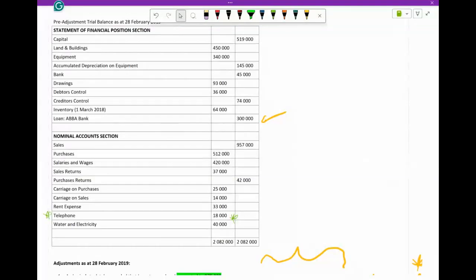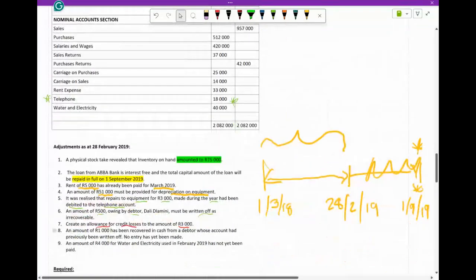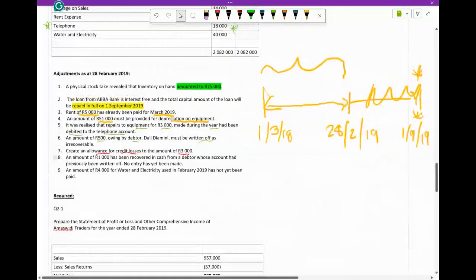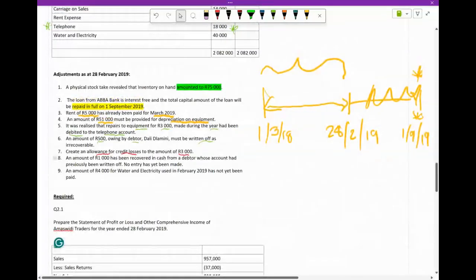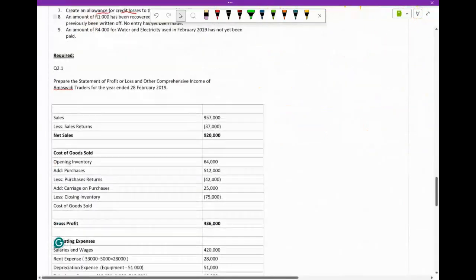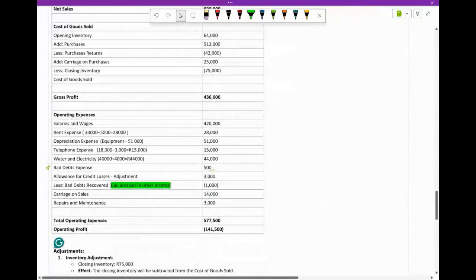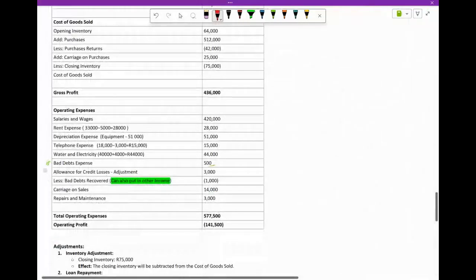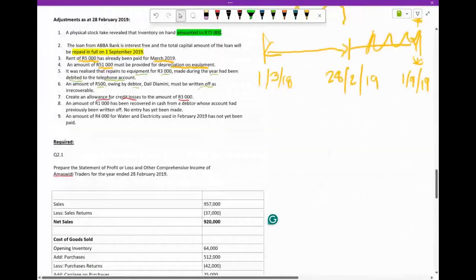Does that make sense? Creating is easy because we know allowance for credit losses adjustment is either an expense or an income. But when we're creating, it's always going to be an expense. And then allowance for credit losses is the asset, negative asset. But here again, we're only focused on income and expenses. So allowance for credit losses adjustment, there you can see it, and there's your 3,000. Guys, at any point if you have a question, feel free to ask.